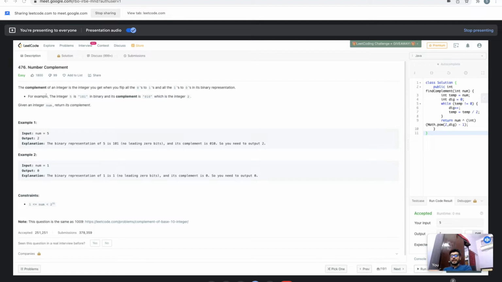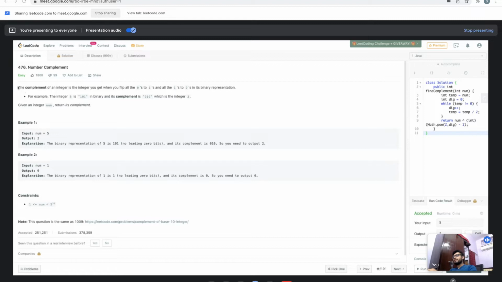Why I want to touch this problem is because it covers a few very basic and very important concepts related to bitwise operations, which would be very useful when you go on and touch some of the very hard problems related to bitwise operations. So let's start going through this problem.